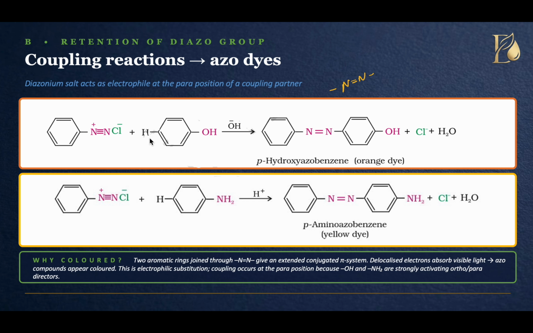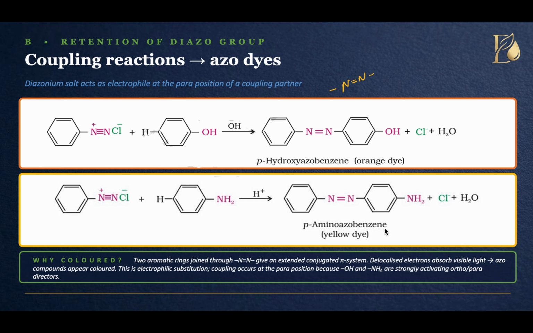So they react with the diazonium ion, which acts as an electrophile, and they form azo compounds. The reaction usually occurs at the para position due to steric and electronic factors, forming compounds with an N=N linkage in between two aromatic rings. So they are azo compounds. Benzene diazonium chloride on treating with phenol forms para-hydroxyazobenzene, which has an orange color, and on treating with aniline it produces para-aminoazobenzene, which has a yellow color.